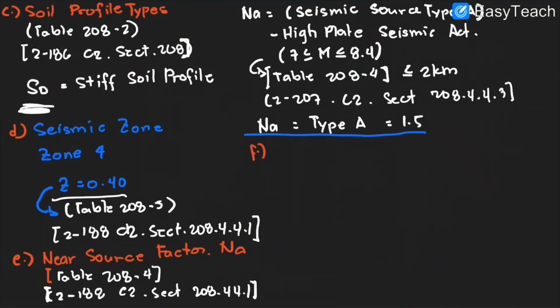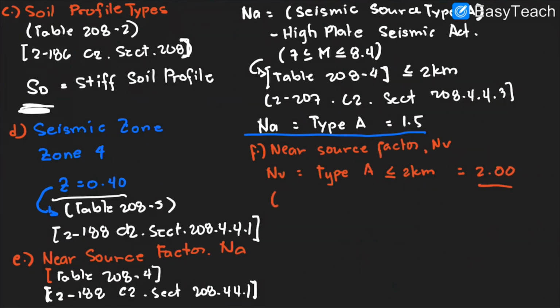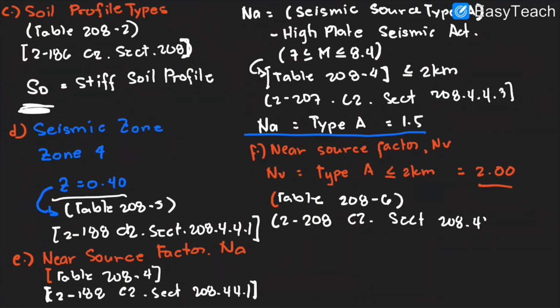Then, we have the near source factor N_v. For the near source factor N_v, parehas lang. N_v type A, less than or equal to 2 kilometers. The value is now equal to 2.00. So, 2.00 is now located at table 208-6, chapter 2, section 208.4.4.3. Okay? Yan yung ating near source factor for N_v. So, N_v has a value of 2.